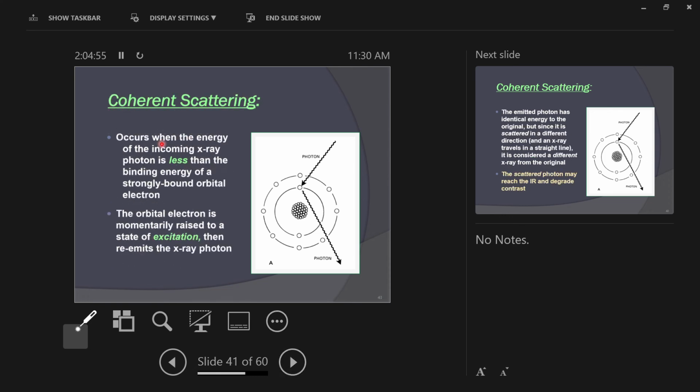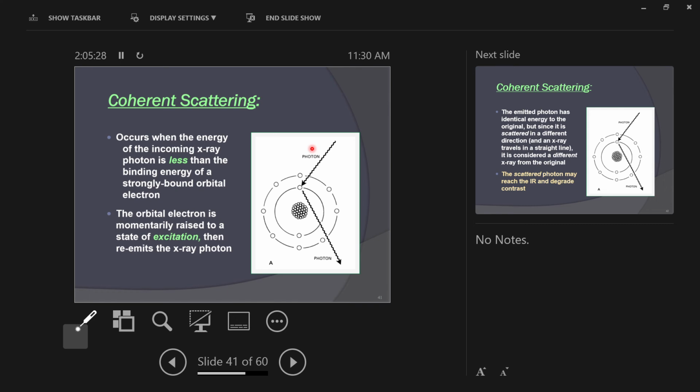Here's why. The energy of the incoming X-ray photon is less than the binding energy. So if the binding energy is 10 keV, okay, the photon has less than 10 keV. Maybe it has 9 or 9.99999, still not enough to eject the electron. So the electron can absorb the photon. What happens when an electron absorbs a photon is it tends to jump up shell levels in the atom. So whatever shell it's at, it jumps up a shell.